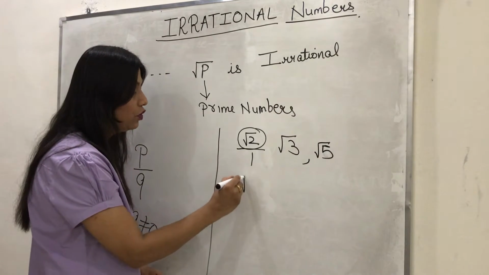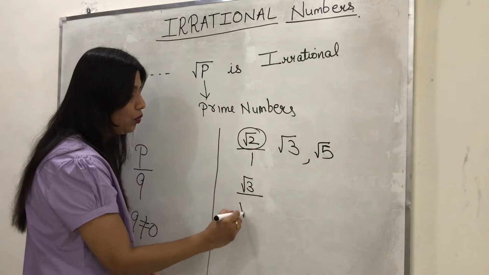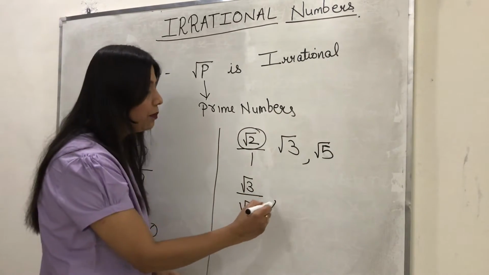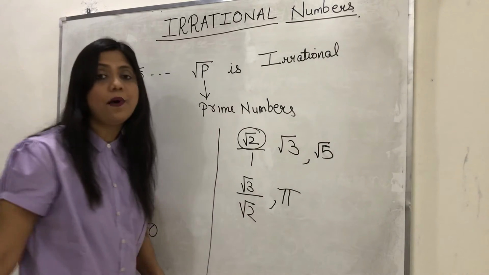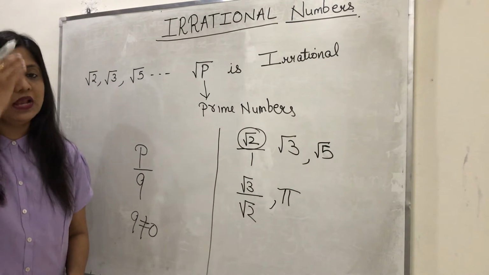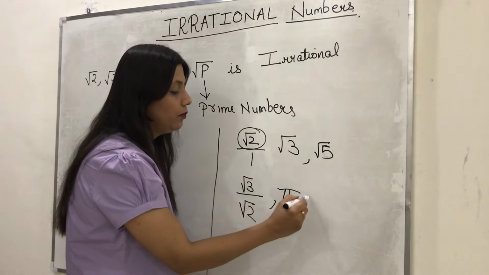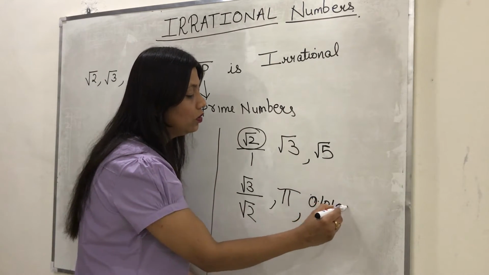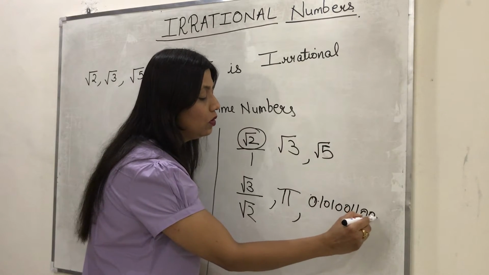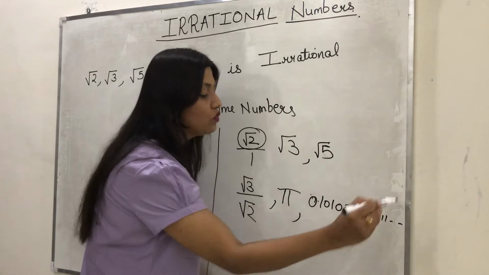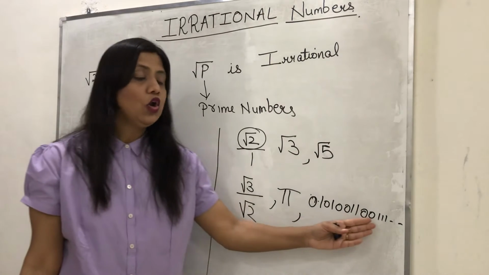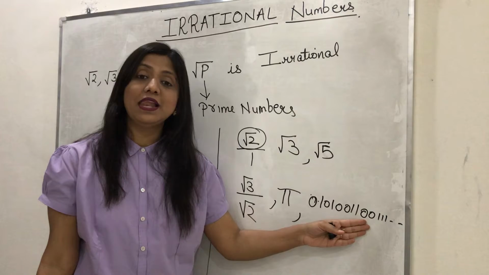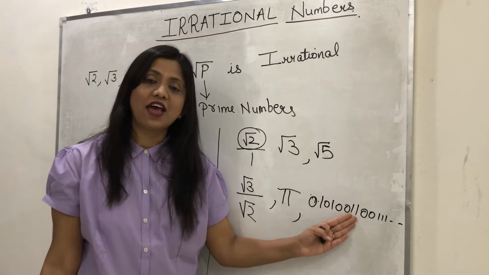And suppose I write root 3 upon root 2. It is also an irrational number. Then you have to remember that pi is also an irrational number. Then suppose I write 0.10100110011 and it goes forever. It is not a terminating and not a repeating decimal expansion. So it is also an irrational number.